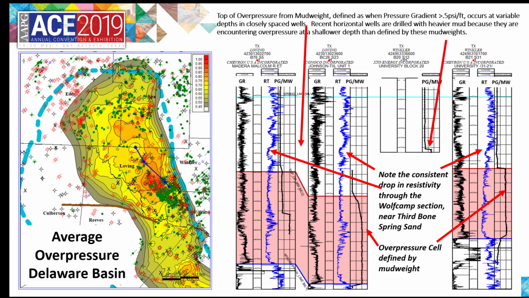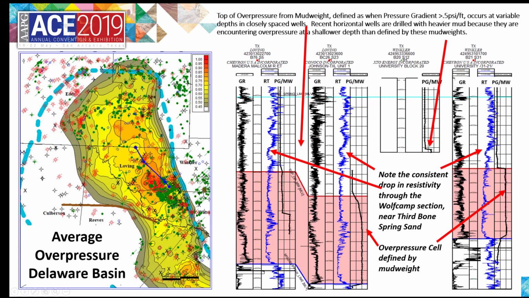Now that we've got 356 data points, we can define where the overpressure cell is, and we can do a lot of different things with that. We can isopack the overpressure cell. We can isopack the overpressure cell for different horizons. When you separate out the different stratigraphy of Wolfcamp A, Wolfcamp B, and so forth, you can look at the average overpressure in a particular horizon. So it's a very useful database.